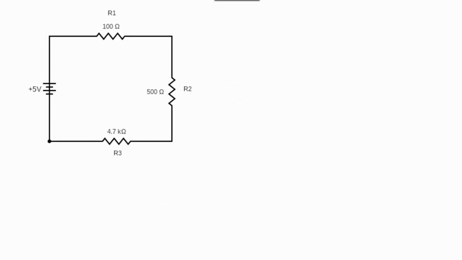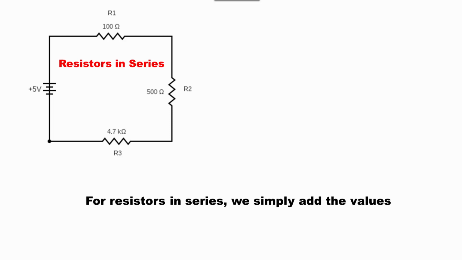So how can you figure out the total resistance in a circuit when you have more than one resistor? The answer depends on whether they are in series or in parallel. For resistors in series, we simply add the values. This makes sense if you use the analogy of traffic on a highway.